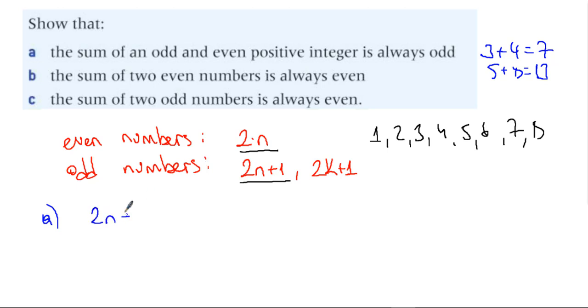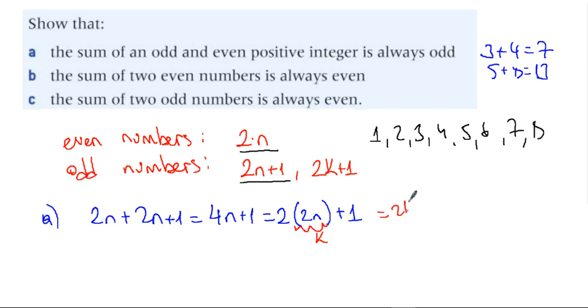So 2n plus 2n plus 1 will be equal to 4n plus 1, right? And this one can be written as 2 times 2n, plus 1. So from here we can see that if I call this something different, let me call it k, it will be 2k plus 1. So it gives me an odd number. If I had used k also, you will get the same result. 2n plus 2k plus 1, what will you get? You will get 2(n plus k) plus 1. So from here we can see that it has this form in general.